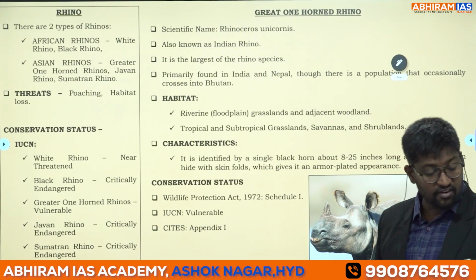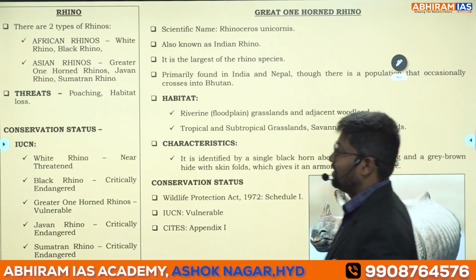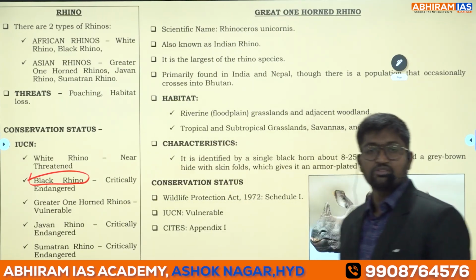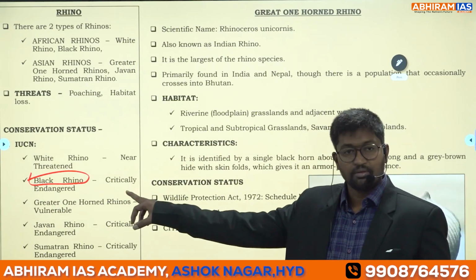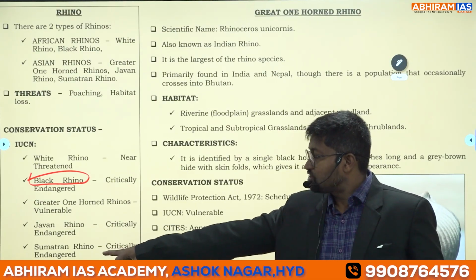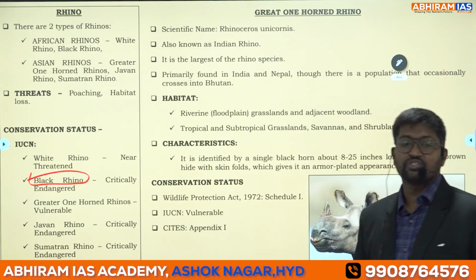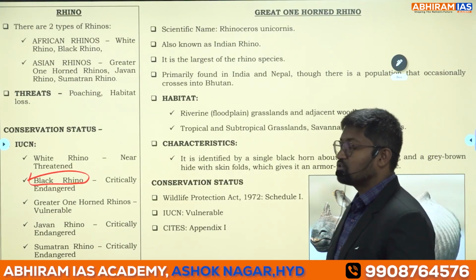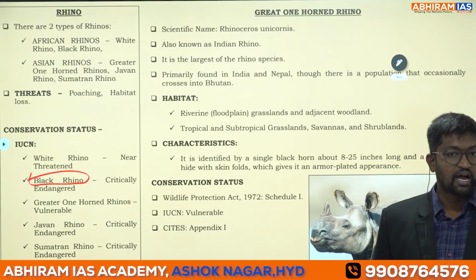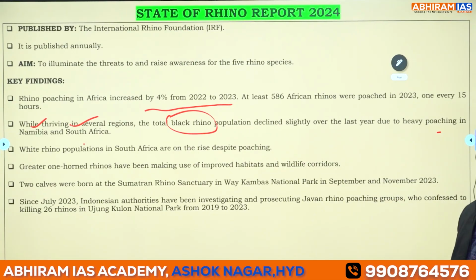So you have to understand: black rhinos, as we have discussed, are being poached, so they are critically endangered. Javan rhino are also critically endangered, and Sumatran rhino are also critically endangered. So what are the types of rhinos which are critically endangered? Very much important. Black rhino is in the news because there is a high chance that it might be asked, because this report is highlighting majorly the black rhino population decline.